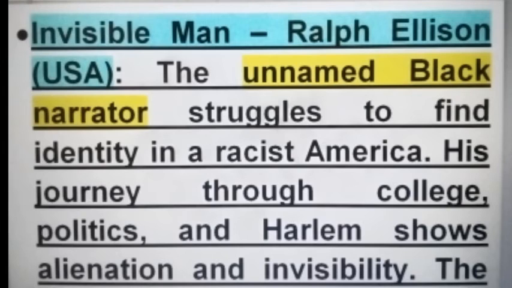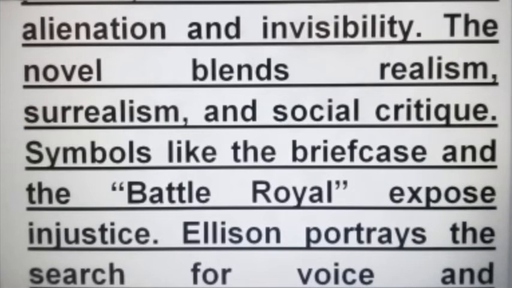The next work is from USA, that is Ralph Ellison's Invisible Man. The unnamed black narrator struggles to find identity in a racist America. His journey through college, politics, and Harlem shows alienation and invisibility. The novel blends realism, surrealism, and a social critique. Symbols like the briefcase and the battle royal expose injustice.